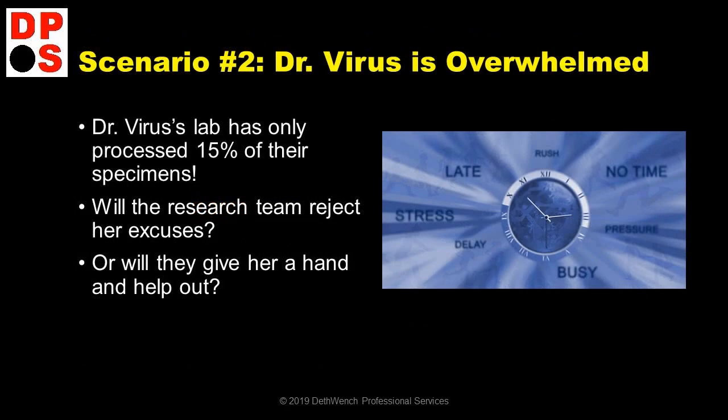In Scenario 2, all eyes are on Dr. Virus. At a research meeting, it is revealed that Dr. Virus's lab has only processed 15% of their specimens when the other 2 labs are up to speed. And Dr. Virus is full of excuses. Will the research team reject her excuses, or will they give her a helping hand?